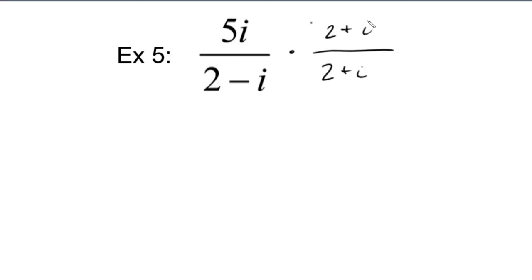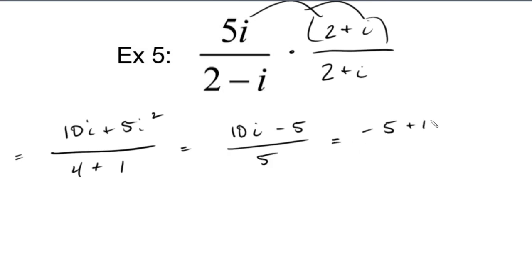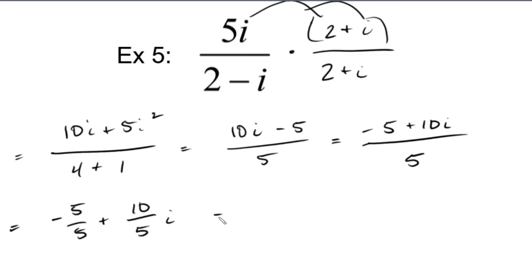Here's the conjugate. The shortcut is going to make the denominator 4 plus 1, right? That's 2 squared plus 1 squared. In the numerator, you just distribute the 5i in, and you get 10i plus 5i squared. So then you've got 10i minus 5 over 5, which is negative 5 plus 10i if you want to get in your traditional format, over 5. Then separate negative 5 over 5 plus 10 over 5i. Simplify those, negative 1 plus 2i.